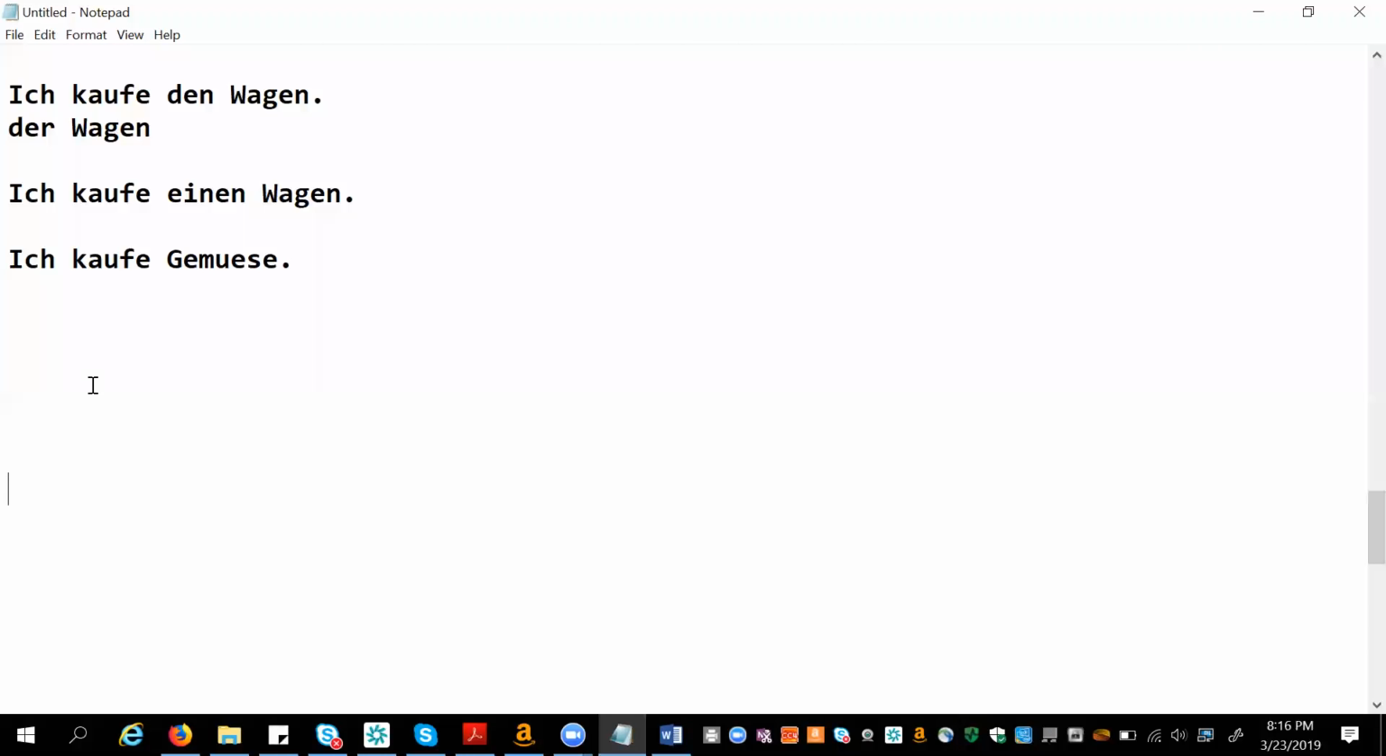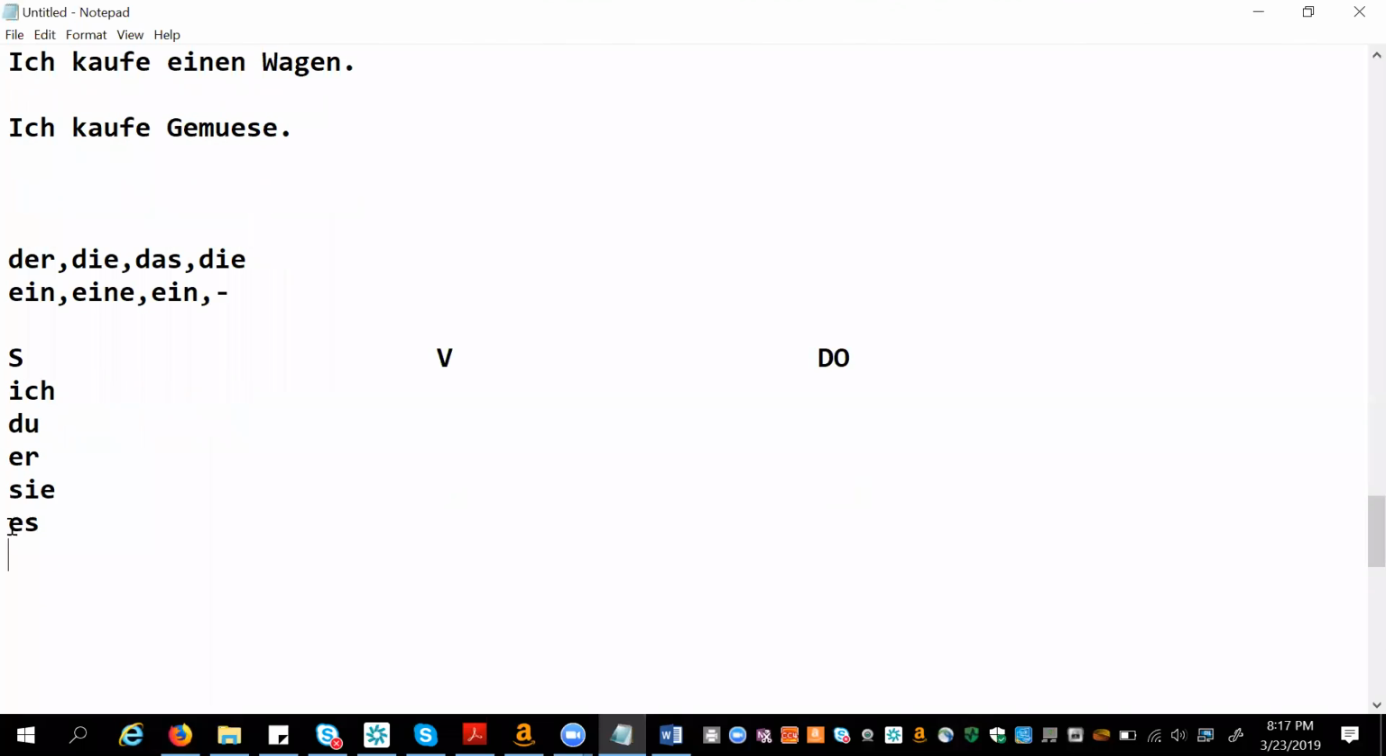So now subject, verb, and here I'm putting the direct object, right? Subject can be what? Subject can be a definite article, der, die, das, the. Subject can be ein, eine, ein, and no plural. Subject can be like der Mann, die Frau, das Kind. All these are the subject. And what are the pronouns? Subject pronouns, nominative pronouns: ich, du, er, sie, es, I, you, he, she, it, wir, ihr, sie, and Sie.